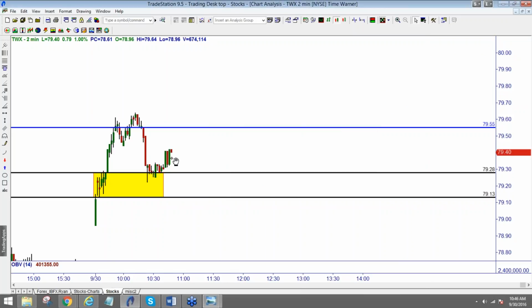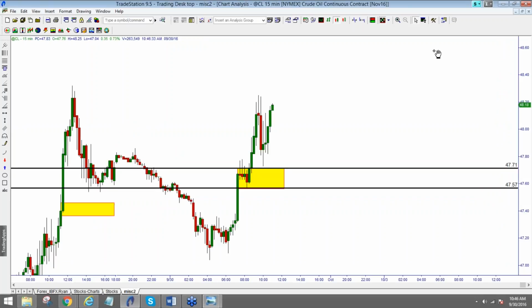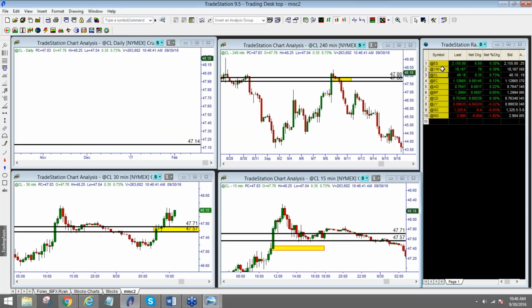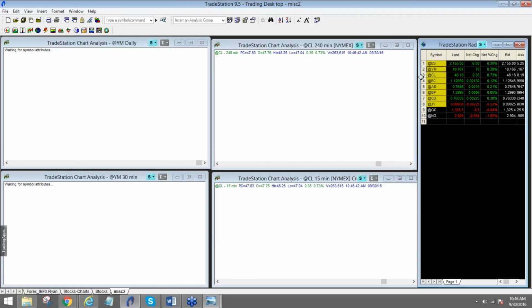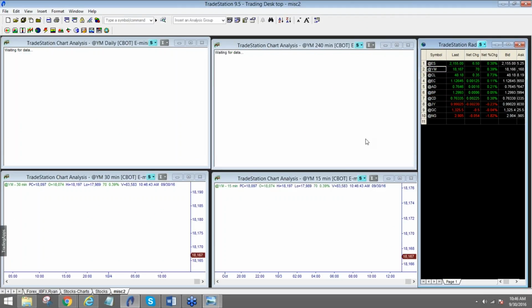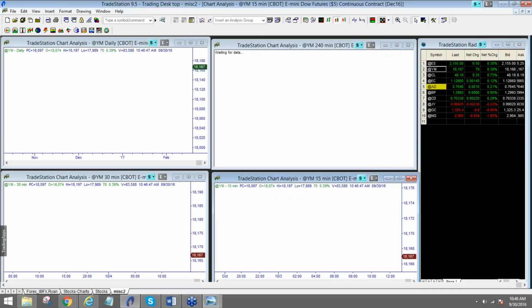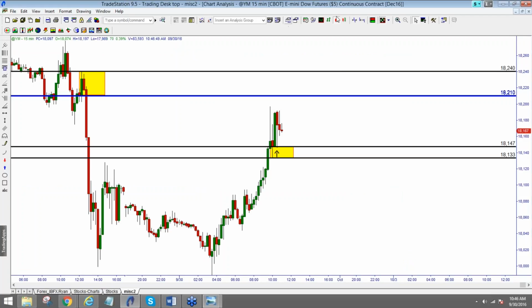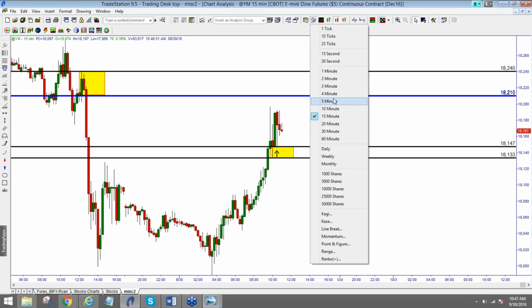All right, so TWX backed off a little bit and then just popped again. I'm really curious to see if this gets up there, so let's see if it can break higher. Let's check on that Dow trade. Oil's heading higher. Give me a second, I'll look down. Looks like it backed off a little bit.